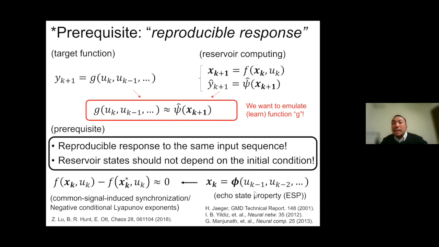So by putting this term here, you can see that we have the intrinsic property of the reservoir, and also the experimenter is adjusting this readout part. So by adjusting this phi and psi, we want to emulate G. This is reservoir computing. Summary of the reservoir computing.